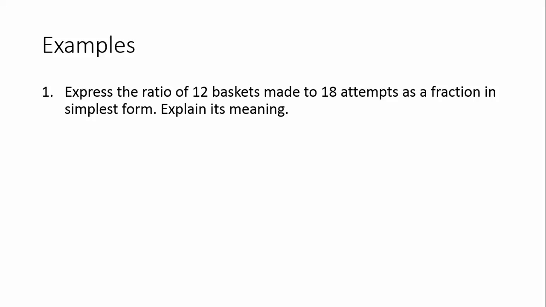So first I just want you to express the ratio of 12 baskets made to 18 attempts as a fraction in simplest form, and then explain its meaning. So what we want to do, if it's 12 to 18, we write the 12 on top, the 18 on bottom. We do need to write it in simplest form. Both of these numbers are divisible by 6, so we get 2 to 3, and explain what it means.